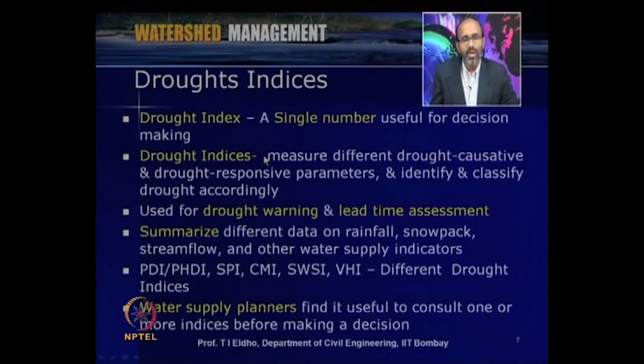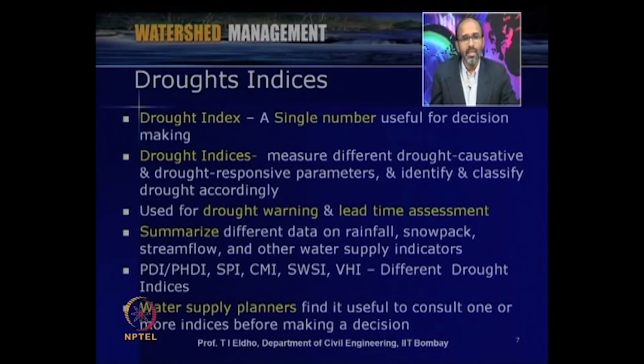So, the particular drought index which we are dealing with is trying to come up with the causative and drought responsive parameters, and we are trying to quantify them in terms of some numbers, and then accordingly by using that we can say the drought is severe or moderate, and we can identify and classify the drought.